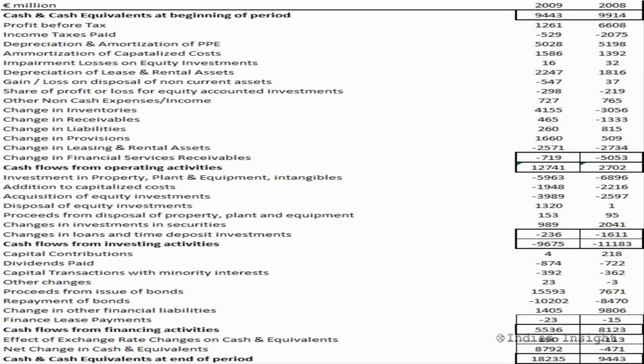In the next lecture, we are going to look at another component of financial statements, which is the financial notes and supplementary schedules.